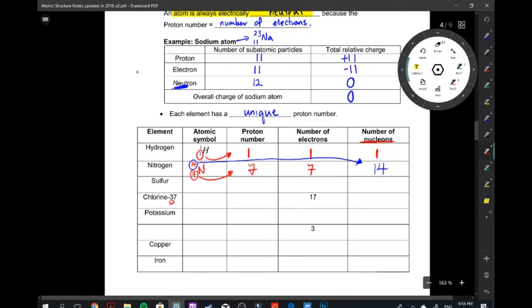For this chlorine itself, you realize that there's a 37 over here. This 37 actually represents the number of nucleons, which is 37. Since it's an atom, if there are 17 electrons and atoms must be electrically neutral, the number of protons must be the same, which is 17. And to represent this chlorine atom, we will use this.